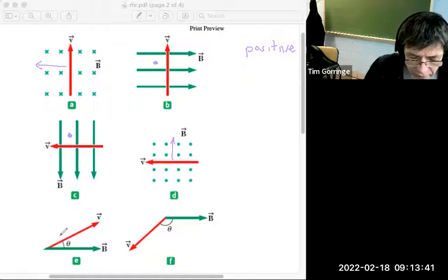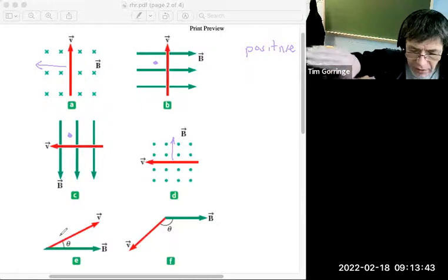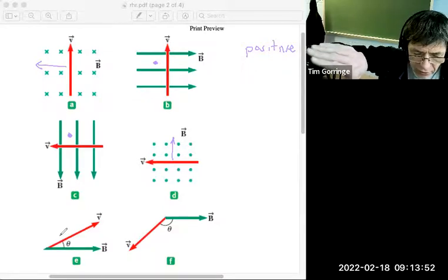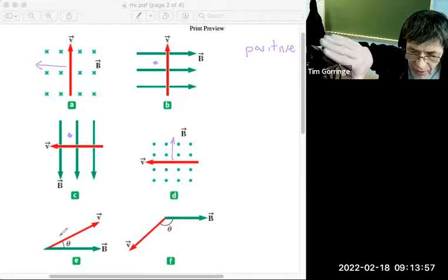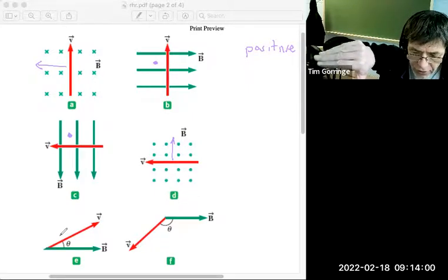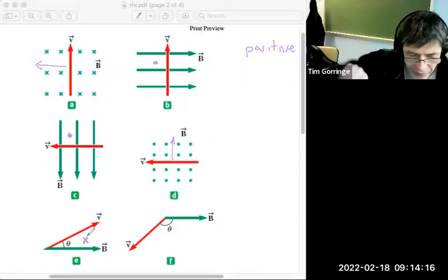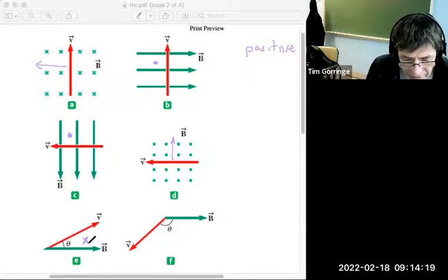Okay, so let's do E. I'm going to point the palm of my hand in the direction of the velocity vector. So that's partially upwards and partially towards the right. I'm then going to curl my fingers towards the direction of the magnetic field. So that's making my fingers point just towards the right. And my thumb is pointing in towards the screen. So in this case, the magnetic force is into the screen. I'm indicating that with a cross.